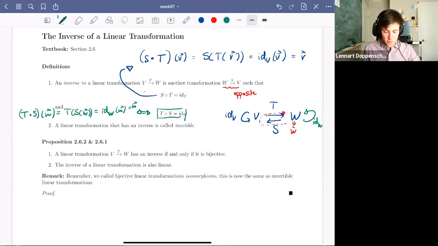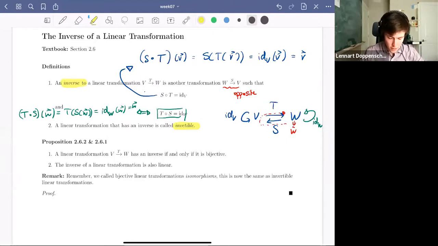So if you have such an S to a given T, then we say that S is an inverse to T, and T, if it has an inverse, we call it invertible. So these are the two definitions I want to make in this first definition.